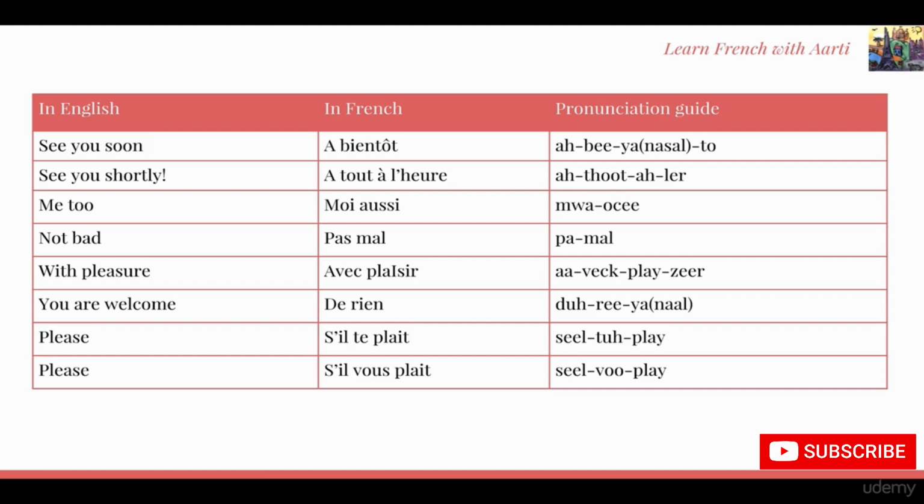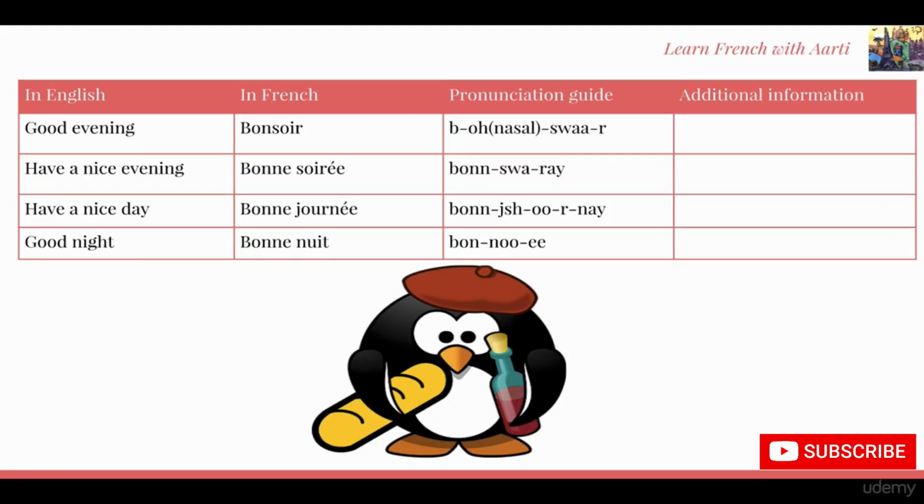De rien. Please has two forms. One is informal and one is formal. S'il te plaît, please. Informal. And a formal please is s'il vous plaît.